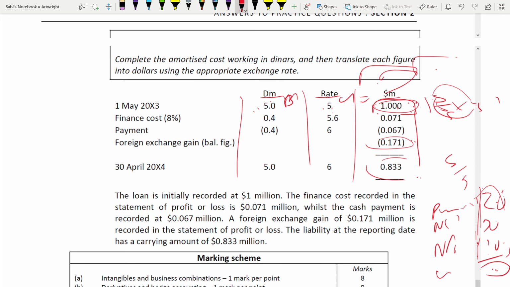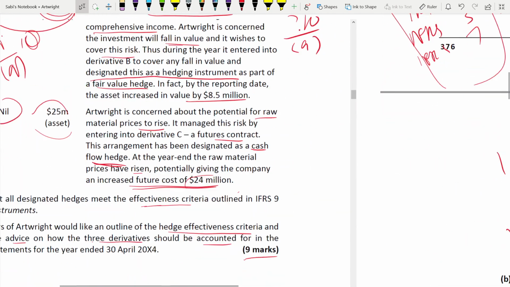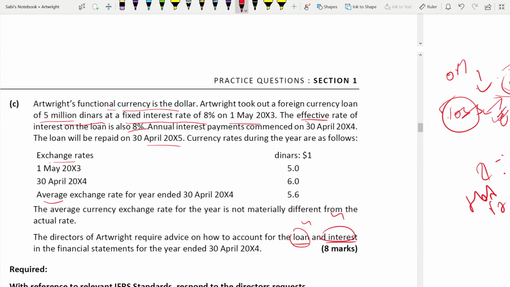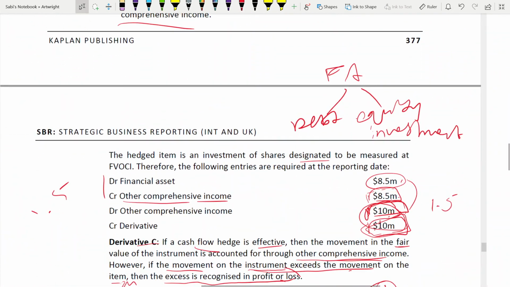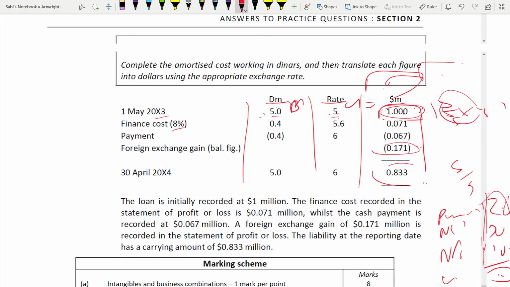So now we are coming, start from the 1st of May 2003. We'll start with the rate. What is it? 5 million dinar. They told 5 million and opening is 5 at that date. 5, 6 and 5.6, just remember. So 5 million, take the rate 5 and 1. 5 divided by 5. Interest is 8%. Effective interest rate you have to take, by the way.